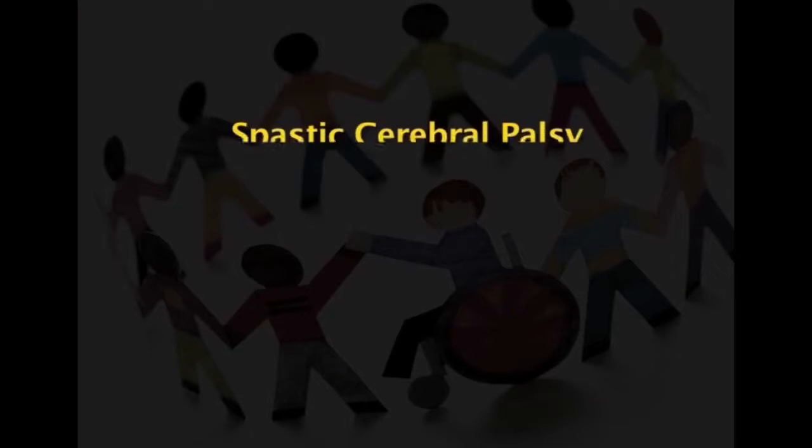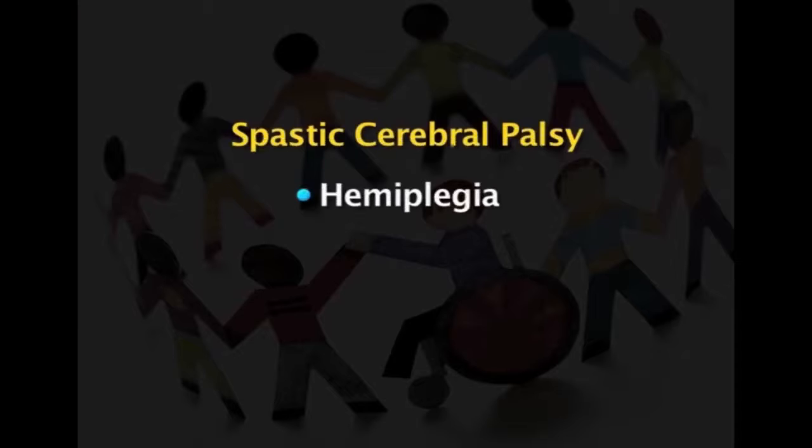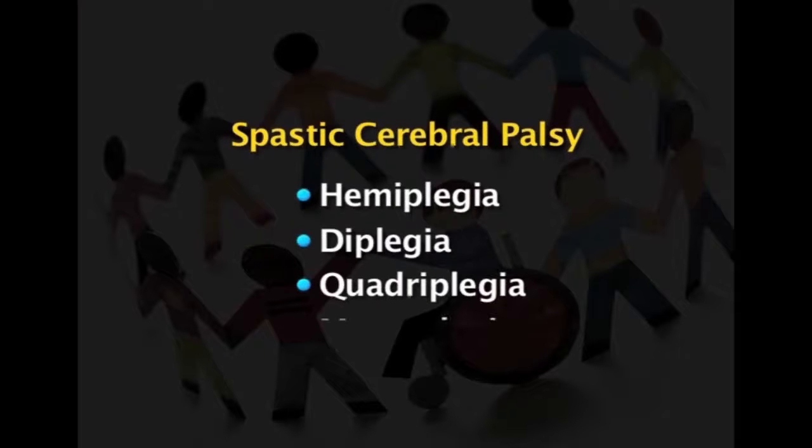Spastic cerebral palsy. This is a common type of cerebral palsy. Spasticity means stiffness or tightness of the muscle. This is the most common type, affecting 70 to 80% of the people with the condition. The 4 commonly diagnosed spastic cerebral palsy types are hemiplegia, diplegia, quadriplegia and monoplegia.